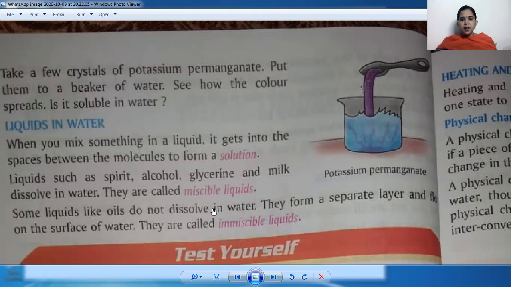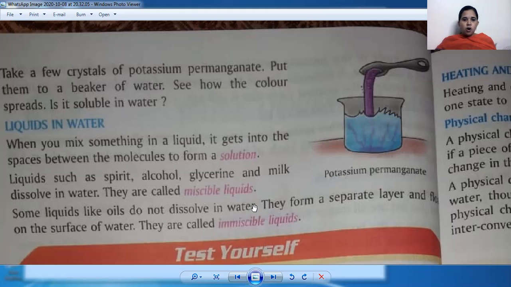So what does it mean? The liquids which are absorbed in the water are called miscible liquids. And the liquids which do not dissolve in the water, which float on the water, are called immiscible liquids. For example, if you mix kerosene or petrol in water, will they be absorbed in the water? No, you can see on the top layer of the water, it is in a greasy form. So they are immiscible liquids.